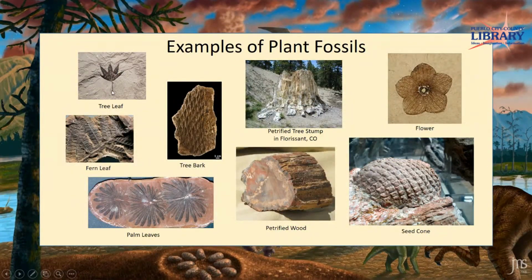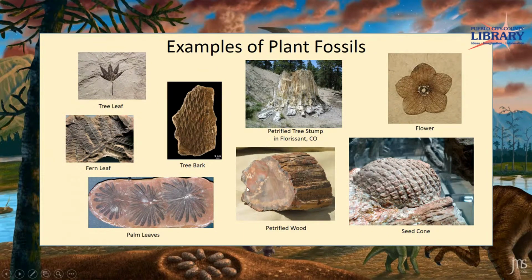So here we have a tree leaf that looks like it might have been a primitive sycamore. Here we have what you can recognize as ferns. It looks just like ferns we have today. This is the bark from an extinct type of tree. And then here we have some palm leaves.